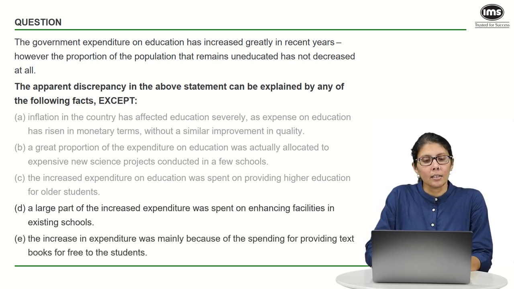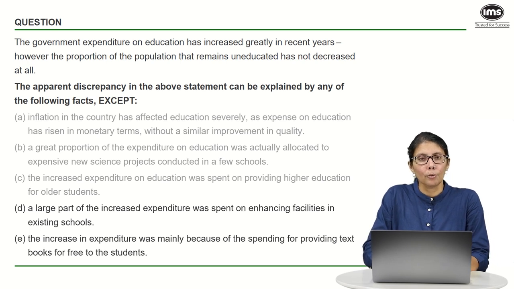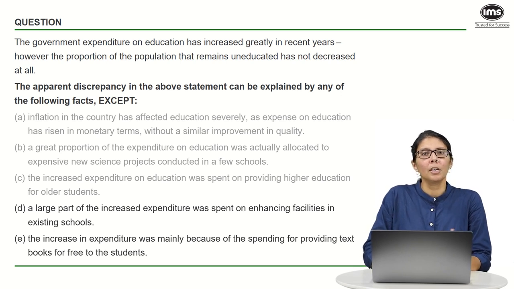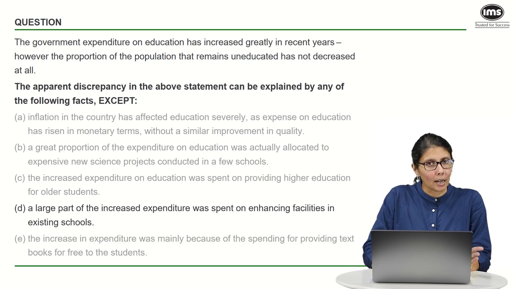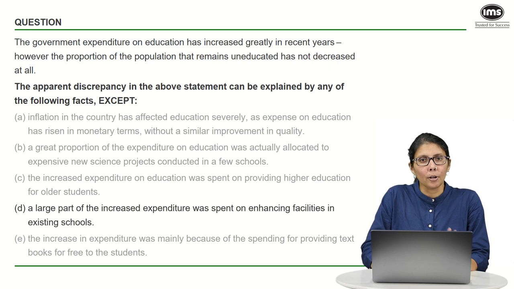E says that the increase in expenditure was spent on providing text to the students for free. Again, in this case, we are distributing books to existing students, which might again explain why we are not really reducing the number of uneducated. So E cannot be our answer. Even if we are doubtful about D, through the process of elimination, we should be able to arrive at D as our answer.